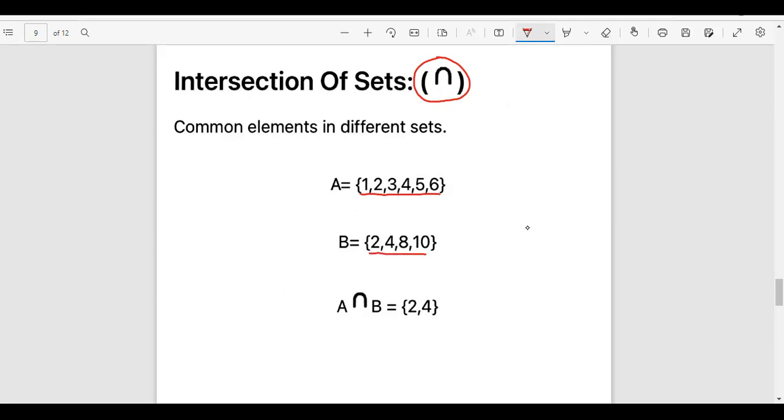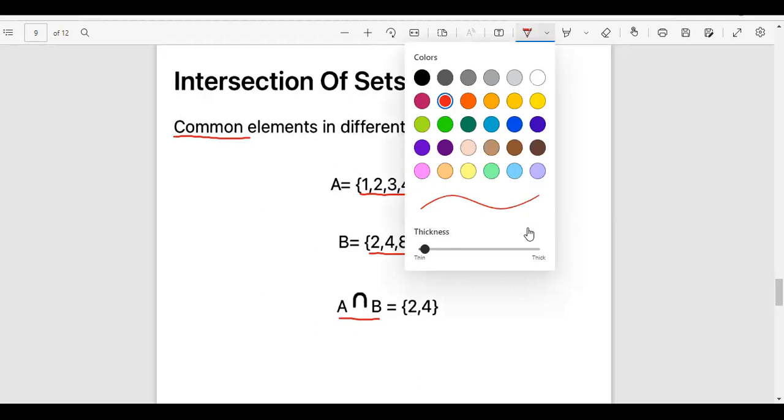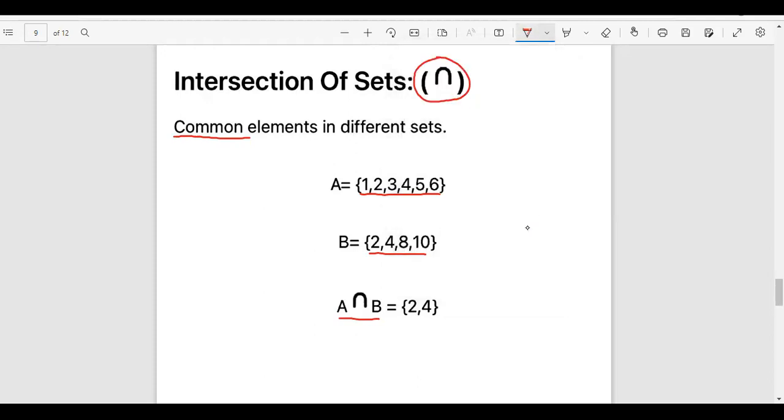And in order to find out A intersection B, we will be talking about the common elements. Okay, so I need to talk about the common elements in A and B. 2 and 2 is common. Then 4 and 4 is common. Rest of the elements are different. It means I only have 2 common elements, 2 and 4. These are the common elements.